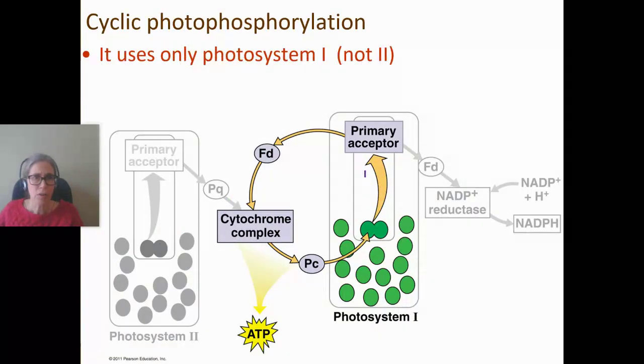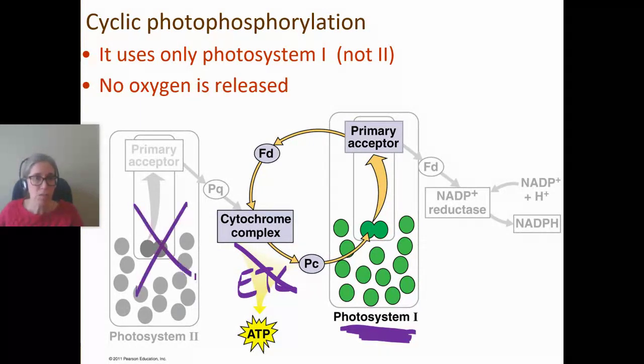So cyclic photophosphorylation only uses photosystem 1, only uses that second photosystem, and some of this electron transport chain, the first electron transport chain. No oxygen is released because photosystem 2 isn't breaking down water anymore.